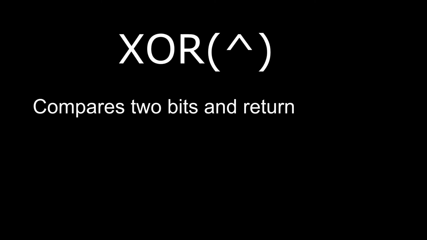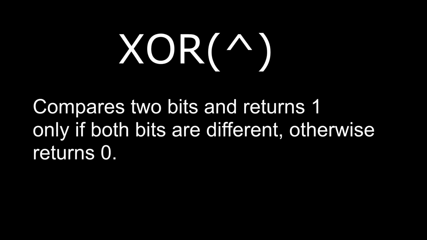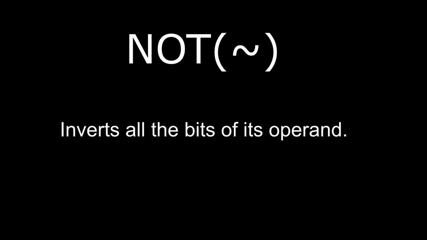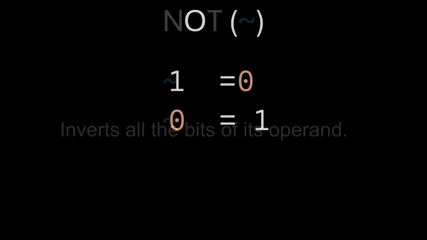Next is the XOR operator. This operation compares 2 bits and returns 1 if the bits are different, and 0 if they are the same. For example, 1 XOR 0 or 0 XOR 1 results in 1, but 0 XOR 0 or 1 XOR 1 results in 0. Then there is the negation operator or the NOT operator. Also, you could think about this as 1's complement, and this operation inverts all the bits of its operand. If the bit is 1, it becomes 0, and if it's 0, it becomes 1.